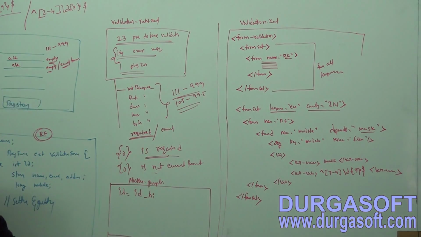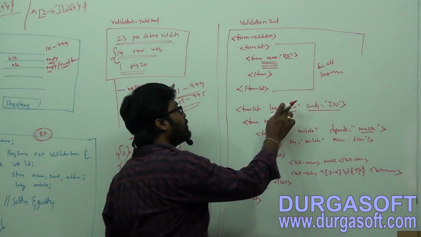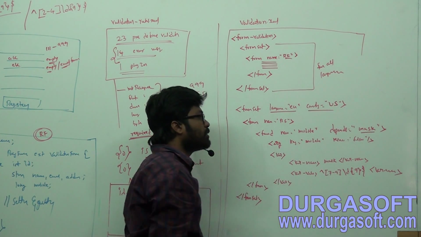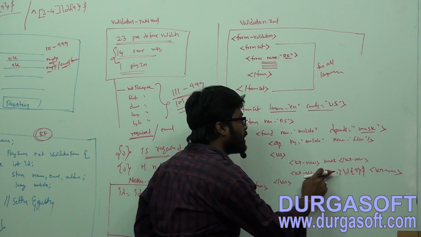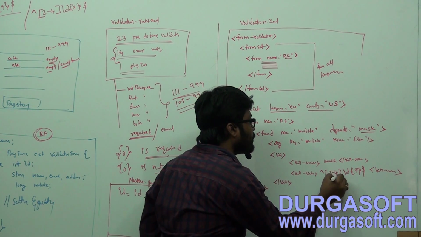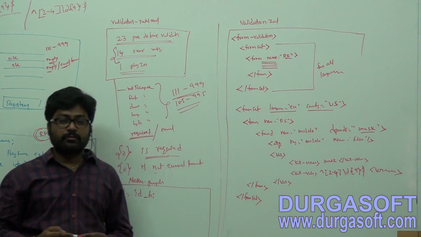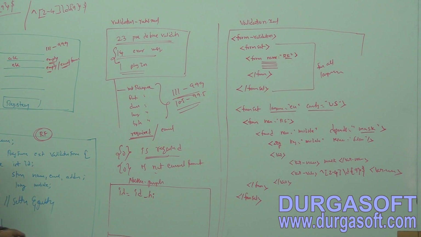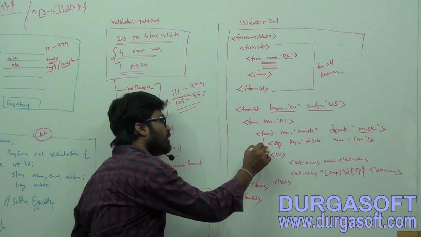In case you want to apply validations for a US user, here you need to write one more form set, their English and the country US. For US user, change this validator here, 2 to 4. That's it. One variable and one argument it will expect here. One variable and one argument.